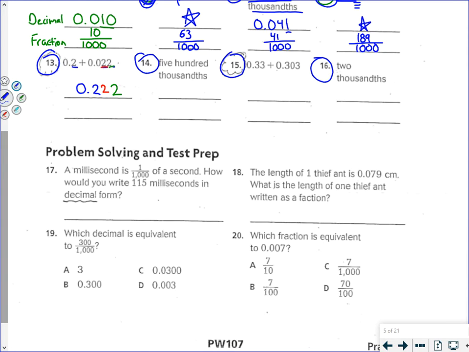222 thousandths, right? Because it ends in the thousandths place value. So I'll write it as a fraction, 222 over 1,000. Okay, just like that.